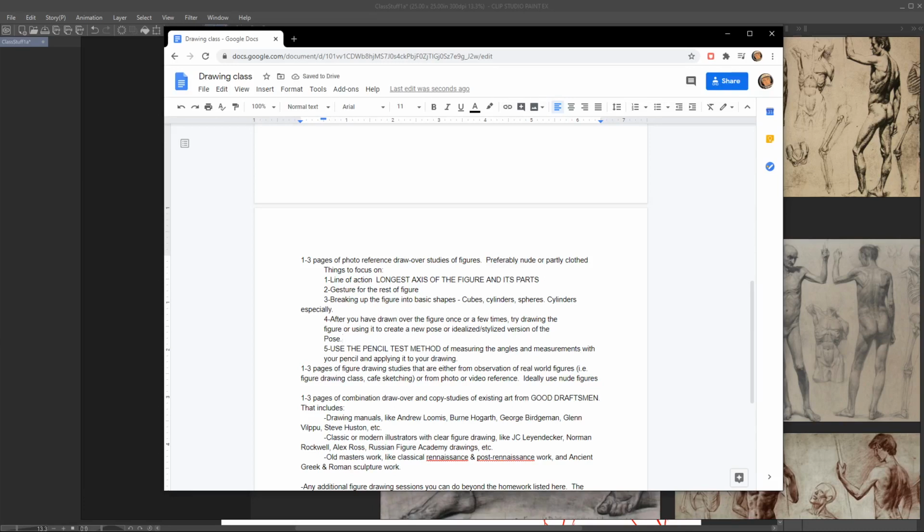And also, after you've drawn over the figure a few times, try drawing the figure freehand, or using it to create a new pose. Or this one's optional right here, by the way. Optional step.